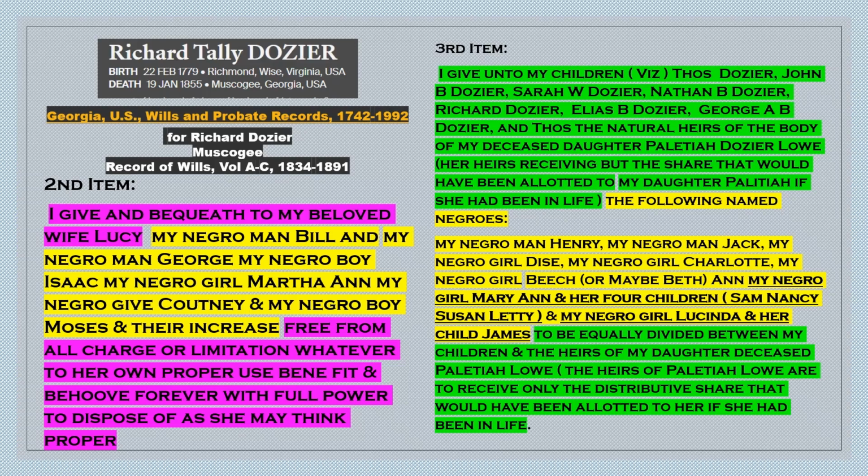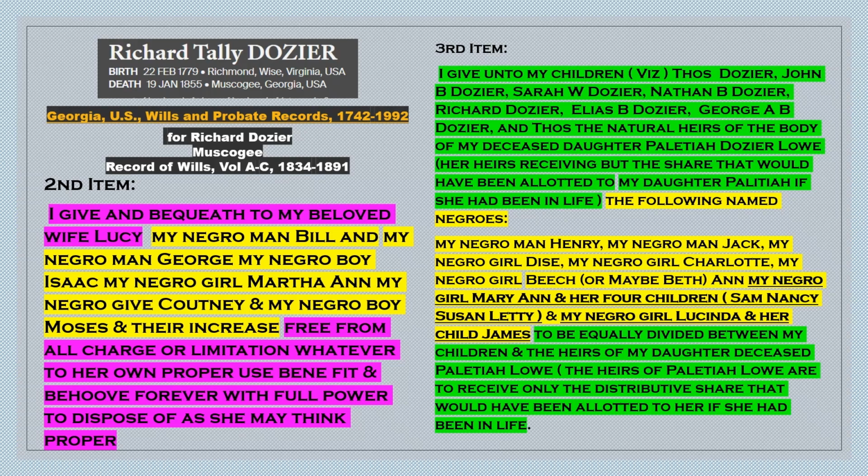It's good if they list the enslaved person's name, but this will list not only the enslaved person's name, but the enslaved person and who their children are, which I think is quite a gold mine. So with the second item, he says, I give and bequeath to my beloved wife, Lucy, my Negro man, Bill, and my Negro man, George, my Negro boy, Isaac, my Negro girl, Martha Ann, and my Negro girl, Courtney, and my Negro boy, Moses, and their increase.